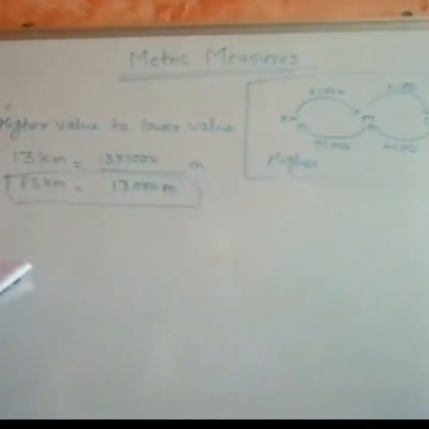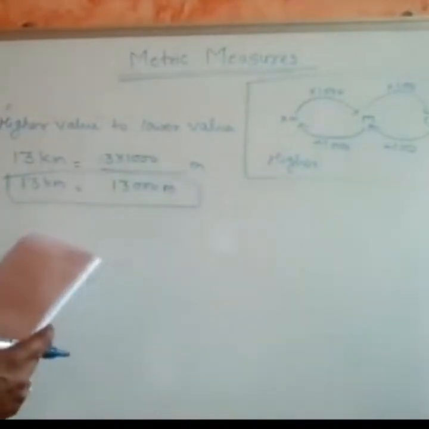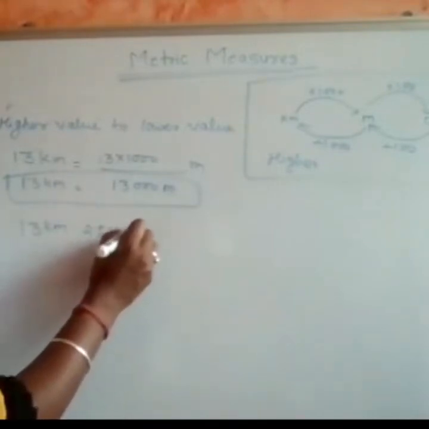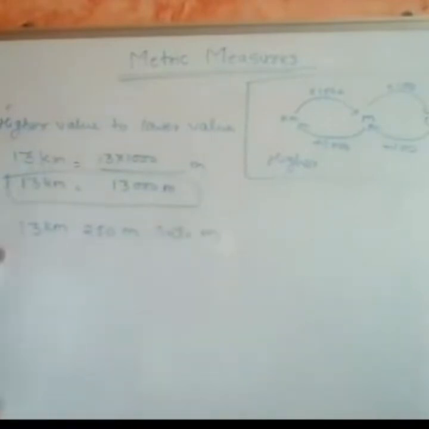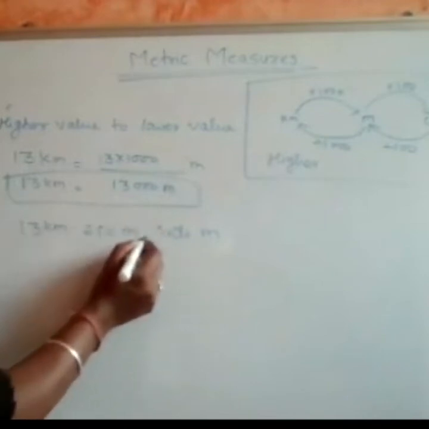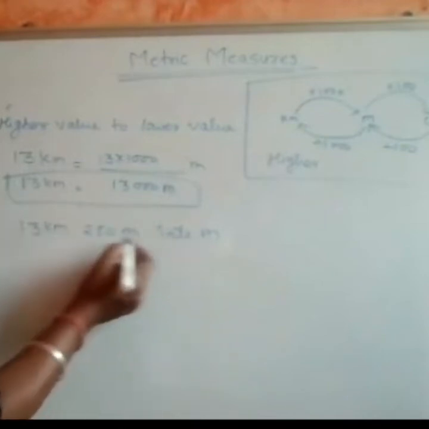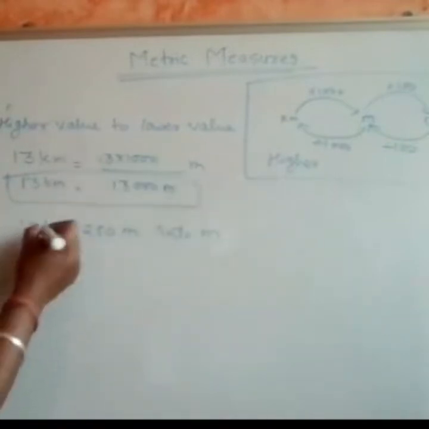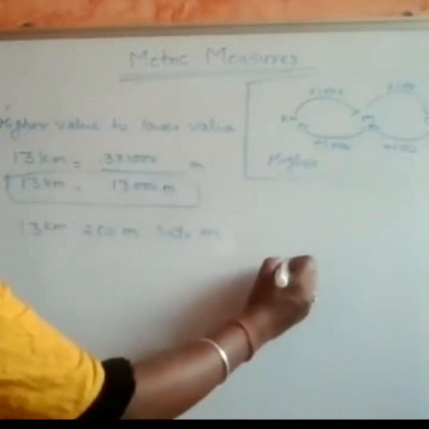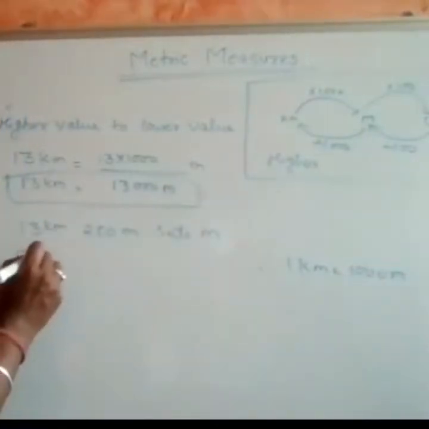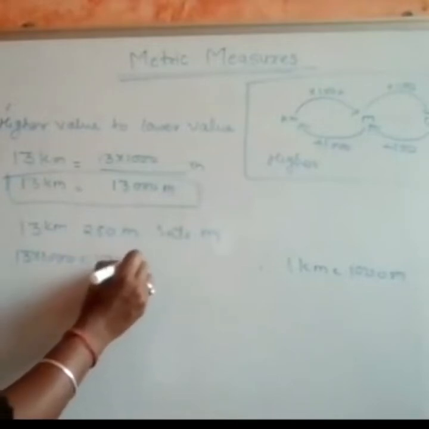Now the next question: convert 13 kilometers and 250 meters into meters. What we have to do? As 250 is in meters, we don't have to change it because it is already in meters. But 13 kilometers we have to change first into meters. So we can write the formula: 1 kilometer equals how many meters? 1000 meters. So just multiply 13 into 1000. It will be 13,000 meters.